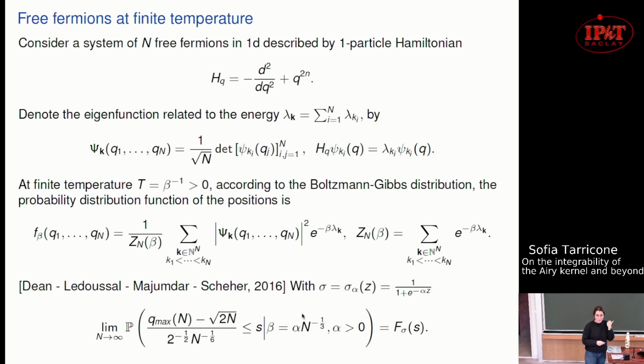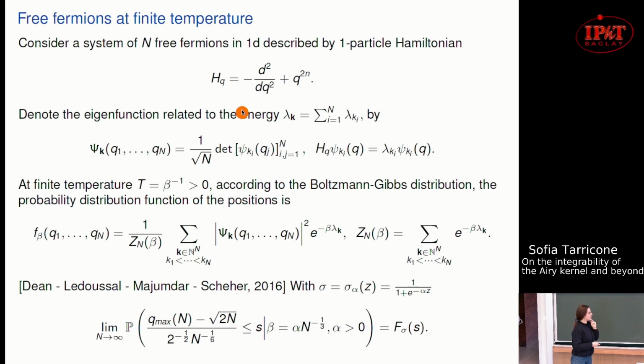And what has been done in the literature is that now if you consider n free fermions in one dimension, so disposed on the real line, that are described by a one-particle Hamiltonian in this way. And here is your potential, q to the power 2n. And denote the eigenfunction related to this energy by psi k.